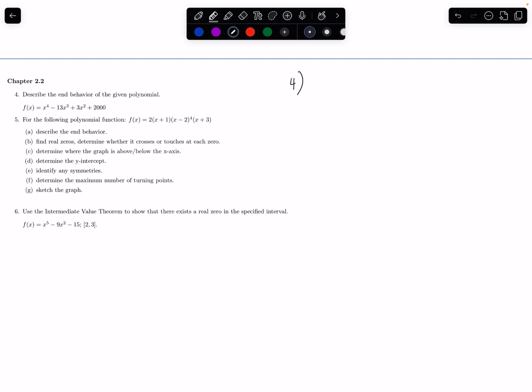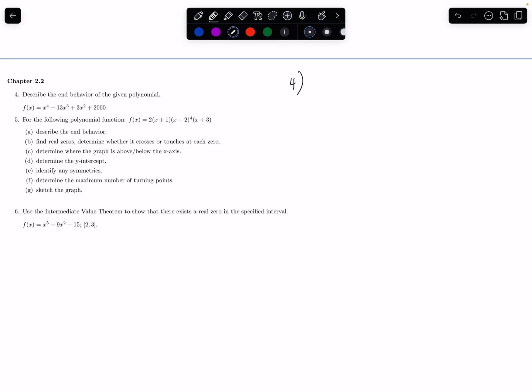Okay, number 4. Describe the end behavior of the given polynomial. Don't necessarily trust what I'm saying because I haven't written the test yet. So I might not do exactly what I'm talking about here. Okay, just ignore one thing.